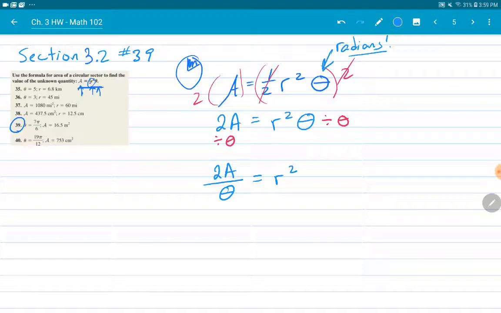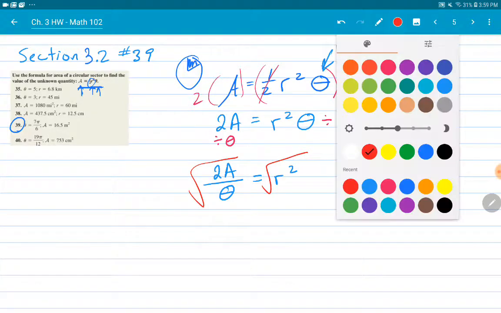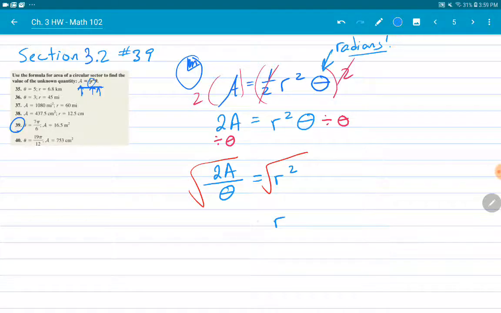Now I have r squared. I still need to get r by itself. So to do that, I will take the square root of both sides. I don't have to worry about a plus and minus because r is a radius, so it's always positive. So now I have r equals square root of 2a over theta. Which, I'm just going to switch it around.